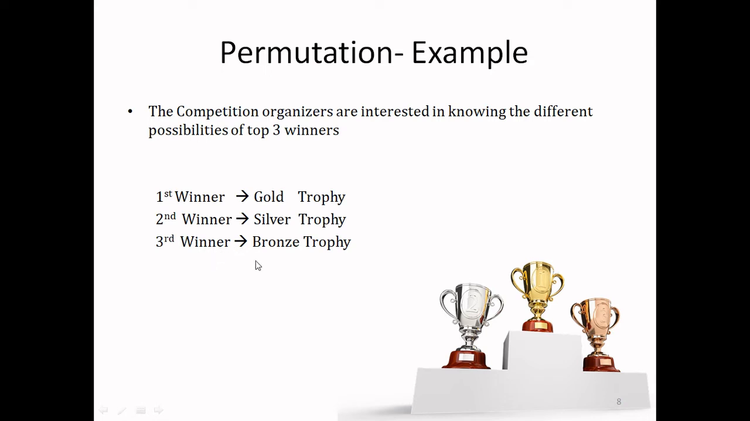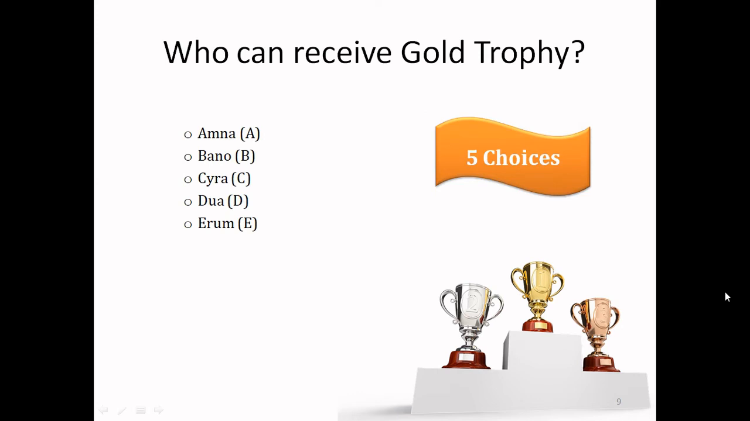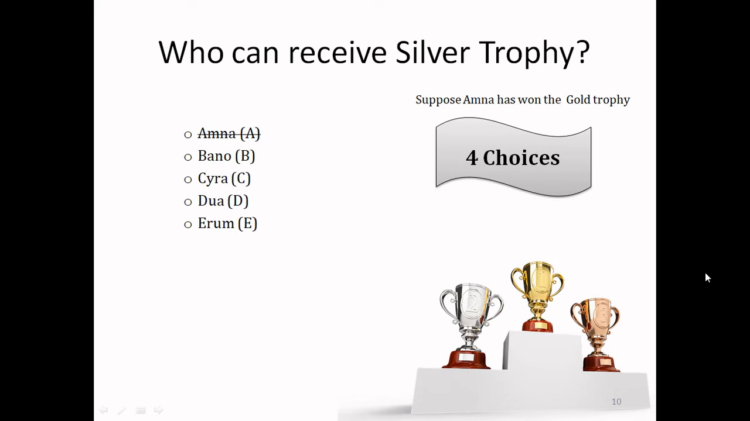Now the management, or you can say the organizers of the competition, are interested to know who can receive the gold trophy. Amna can win that. It can be Banu or Saira or Dua or Iram. So basically, the first winner can be any one of them. So we have 5 choices over here for who can win the gold trophy.